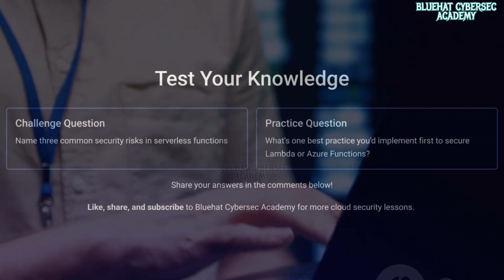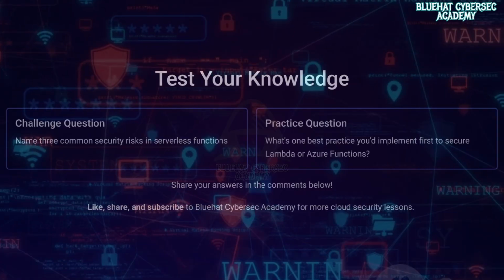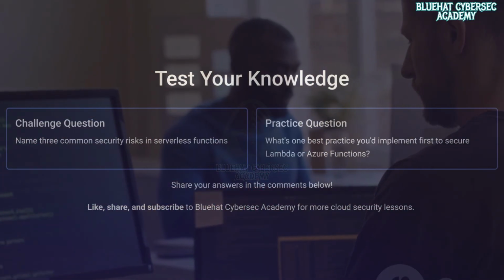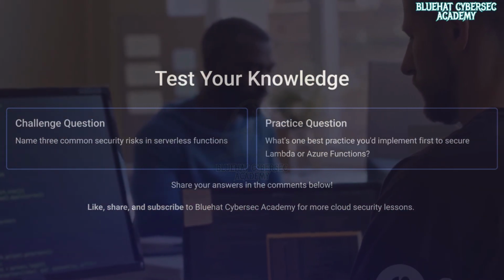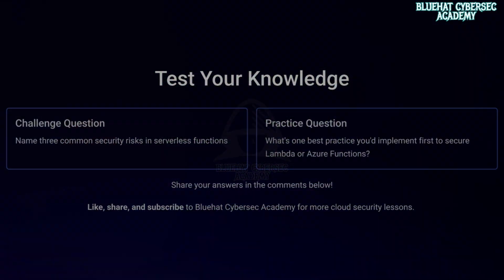Now it's your turn. Think about this challenge. Can you name 3 common security risks in serverless functions? And what's one best practice you would implement first to secure a Lambda or Azure function? Drop your answers in the comments. We'd love to see what you came up with.